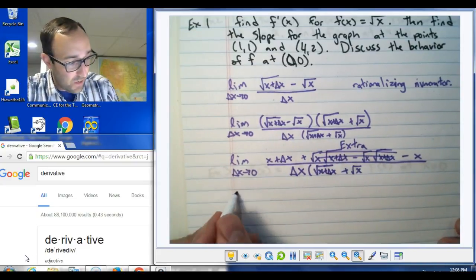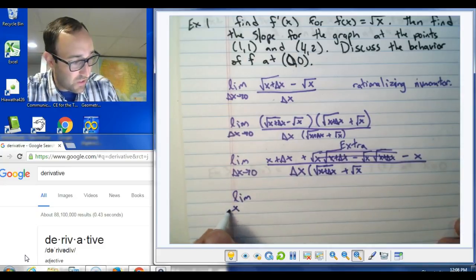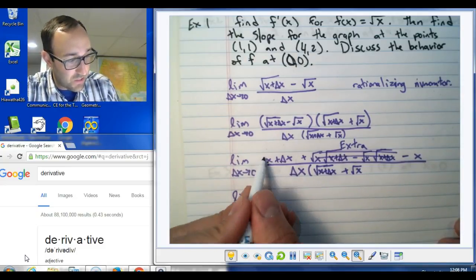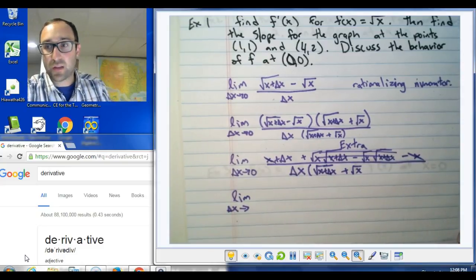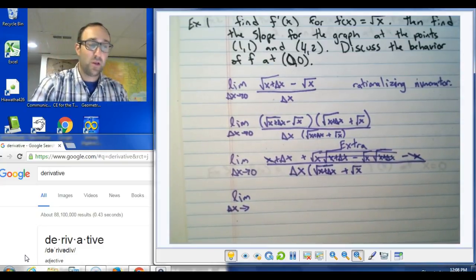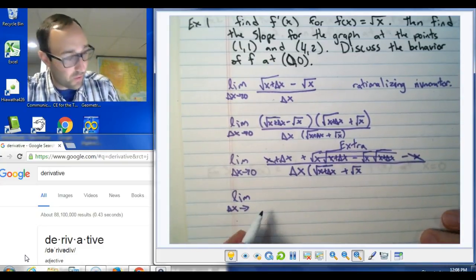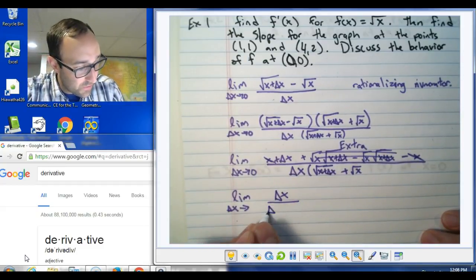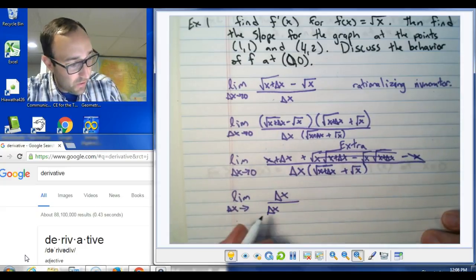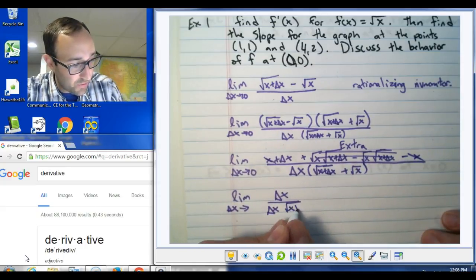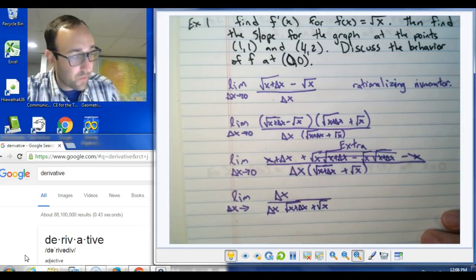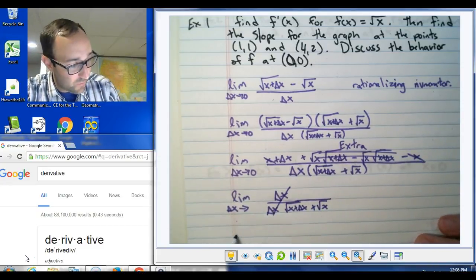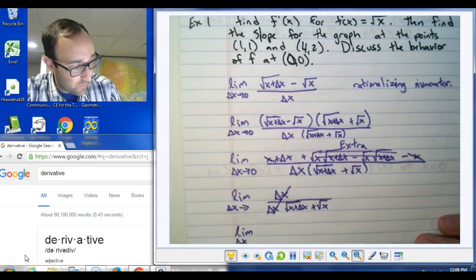Alright, so we can now simplify as much as we can, and this x and this minus x cancel out, just like they should every time we do these, because it's part of the formula. And so we're left with delta x on top over delta x, and then we have the square root of x plus delta x plus square root of x. These cancel out and we're left with the limit as delta x approaches 0.